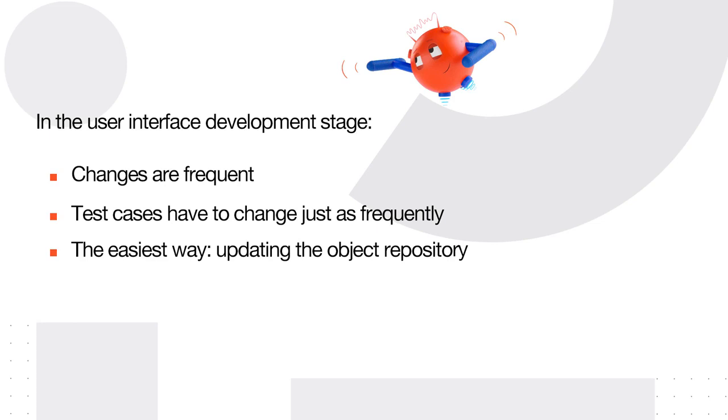When the user interface is being developed, changes are sometimes made on a daily basis, so the test cases may be required to change just as frequently. Fortunately, when the change happens only on the UI layer of an application, not in the underlying logic, there's an easy way of updating the test cases, and that is by updating the object repository.